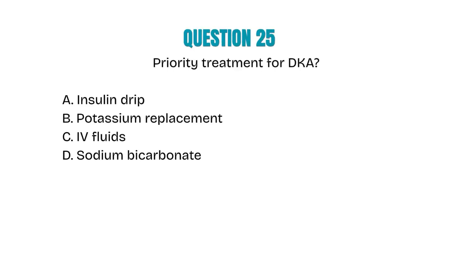Question 25. Priority treatment for DKA? A. Insulin drip. B. Potassium replacement. C. IV fluids. D. Sodium bicarbonate.